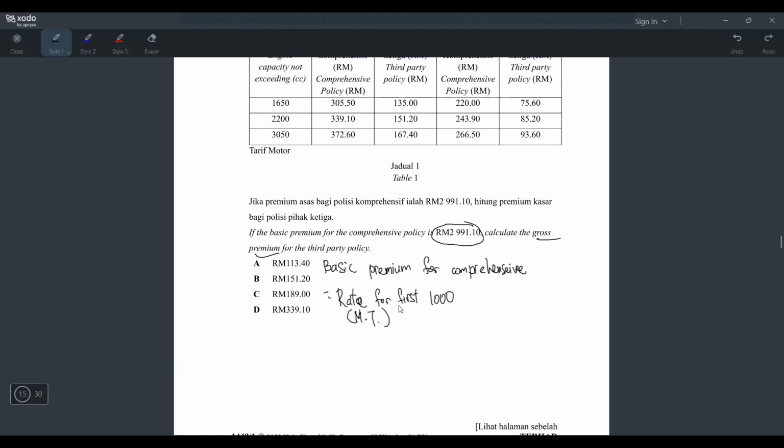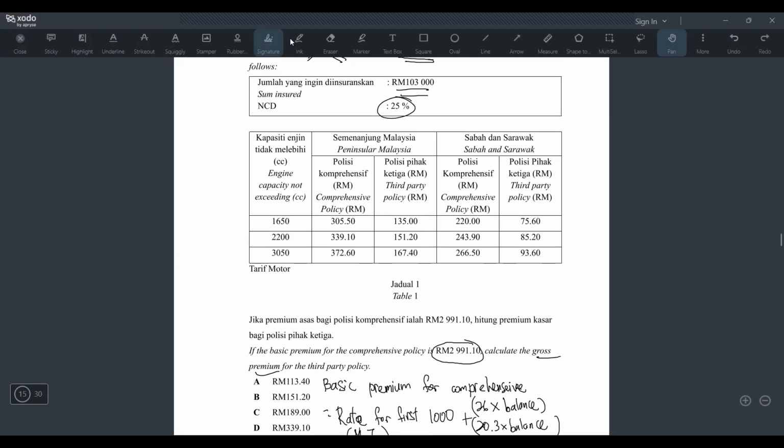MT means motor tarif, and then plus 26 times the balance. But if it's Sabah Sarawak, you times 20.3 times the balance. Okay, later I'll explain what this means. So the basic premium for comprehensive formula is rate for first 1,000 plus 26 times balance, right? Okay, what is balance? Balance means you take your sum insured minus 1,000, divided by 1,000.